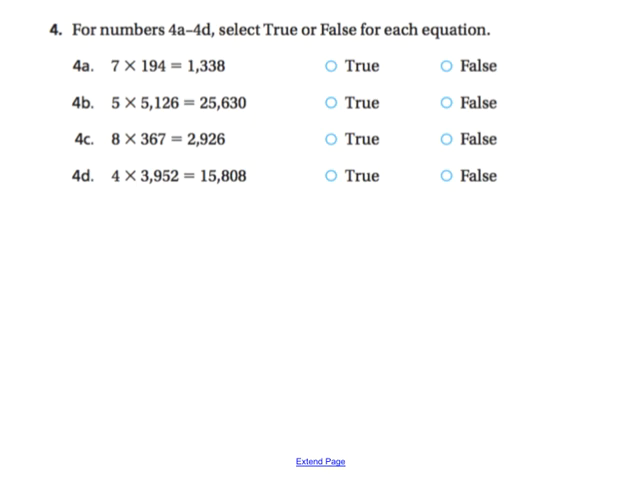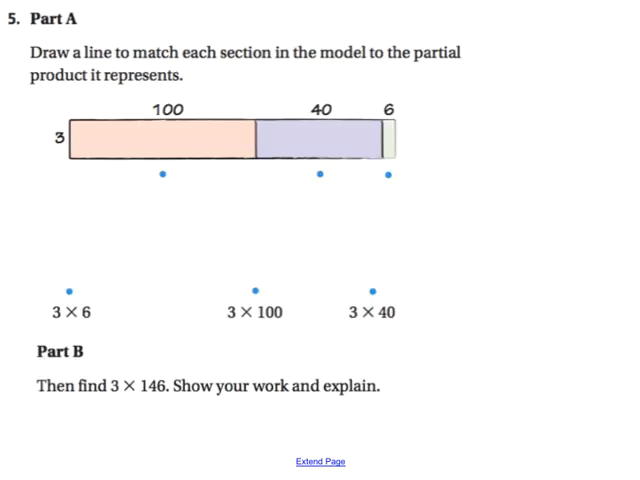Okay. All right, number 5, part A. So this is 2 parts. Draw a line to match each section in the model to the partial product it represents. So here we have a model, okay? It's the area model. So we have to draw a line to match each section. So if you notice at the bottom, we have 3 times 6, 3 times 100, 3 times 40. We have to draw a line, like connect the dots, to its right section.